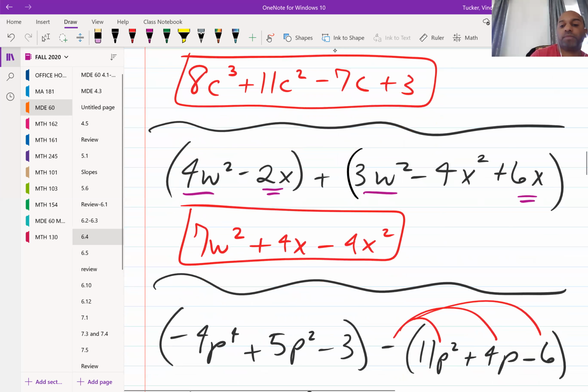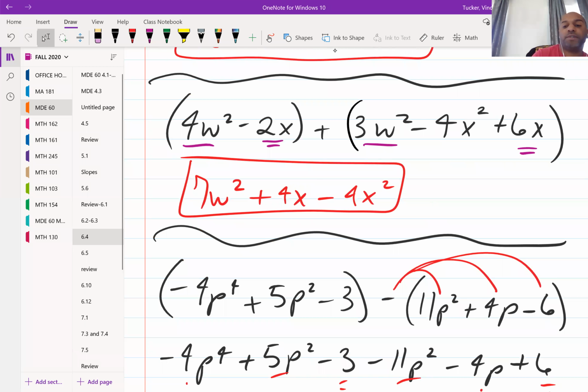All right. So now when it comes to subtraction, if I have negative 4p to the fourth plus 5p squared minus 3 minus 11p squared plus 4p minus 6, the main difference between subtraction and addition is that the first thing you have to do is distribute that negative. And a lot of people make a mistake there. They'll give the negative just to the 11p squared and forget to give it to the 4p and the minus 6. But you have to give it to each term in the parentheses that follows.